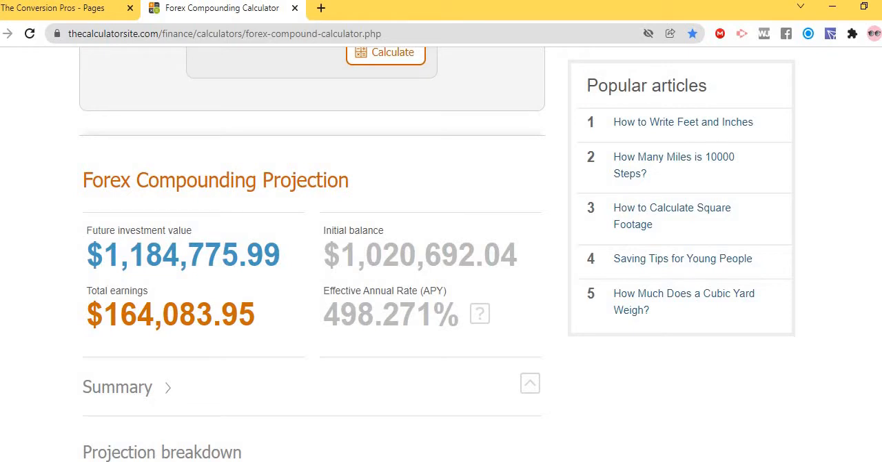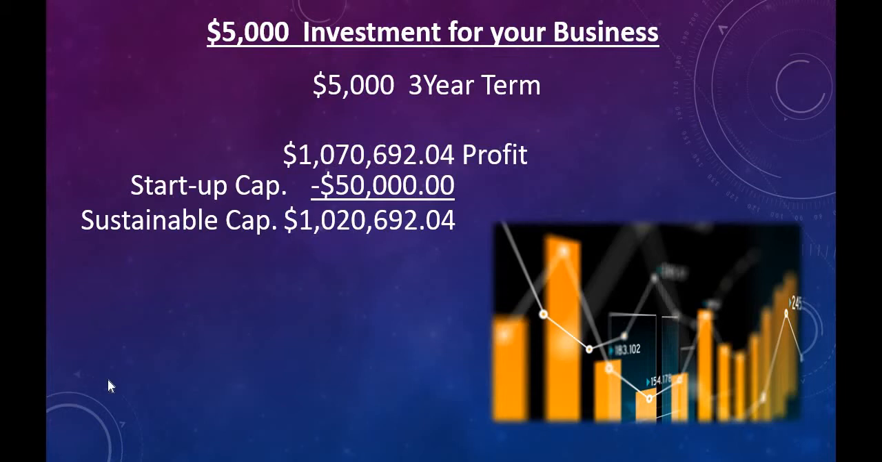So let's check this out, guys. We got a whopping $164,083.95. Guys, this is our working capital. So we don't have to take all of this money and spend it. We could just take from this and use what we need and keep the rest in investments.